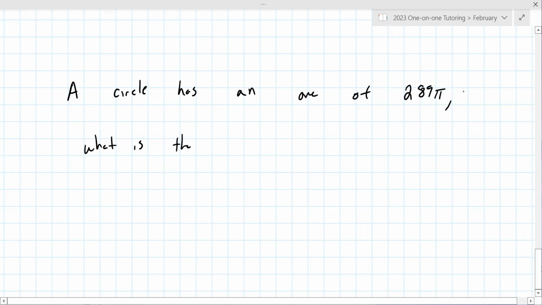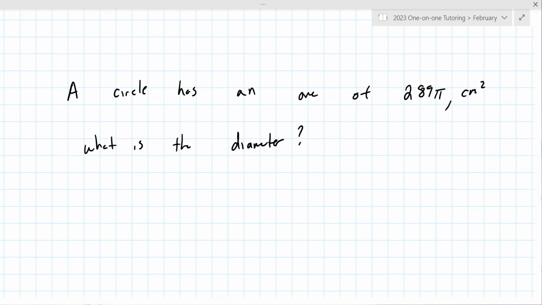Let me try a different problem here because I don't want you to spend time squaring numbers like that. Let's say that a circle has an area of 289 pi centimeters squared. What is the diameter? If we can do this right, we'll move on.